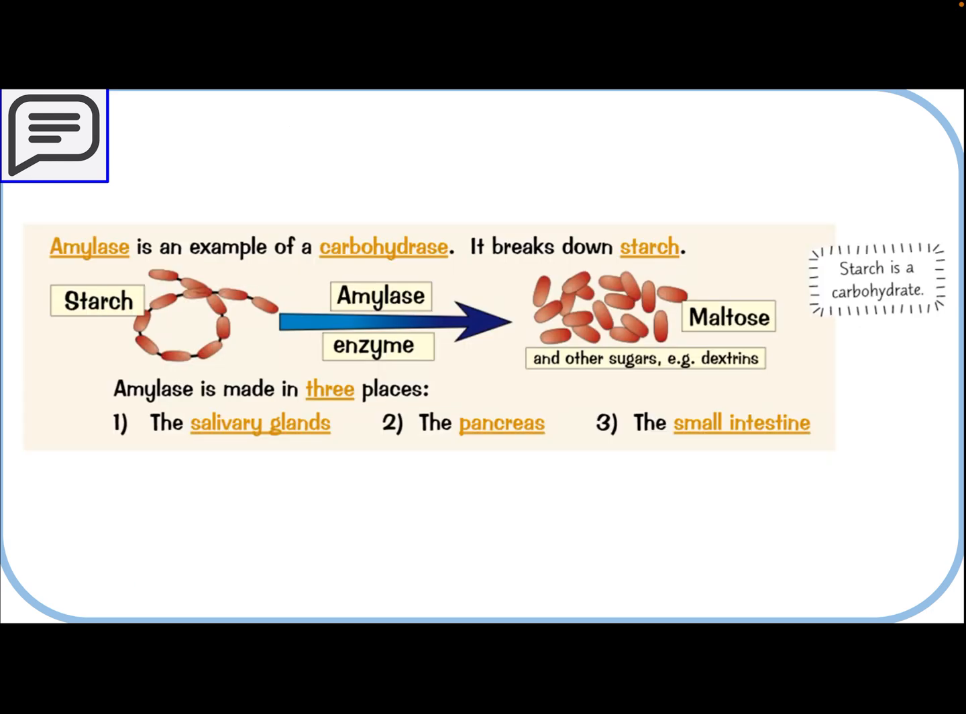Carbohydrates are digested into glucose and other sugars. Glucose is used for respiration and to make new carbohydrates. There are 3 groups of enzymes in digestion. The first is carbohydrases. Carbohydrases break down carbohydrates into simple sugars. Amylase is an example of a carbohydrase that breaks down starch.